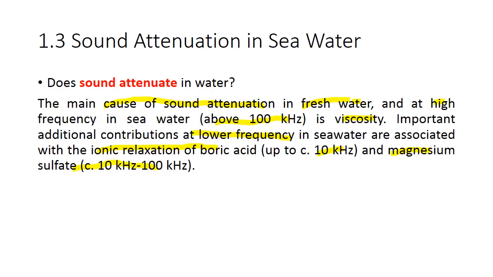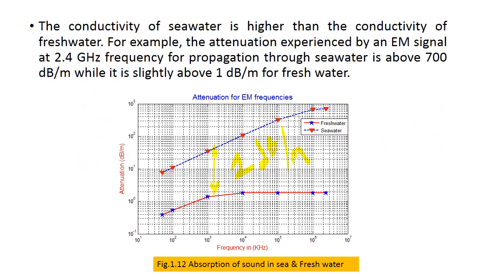The conductivity of seawater is higher than the conductivity of fresh water. For example, the attenuation experienced by an EM signal at 2.4 GHz frequency for propagation through seawater is above 700 dB per meter, while it is slightly above 1 dB per meter for freshwater.